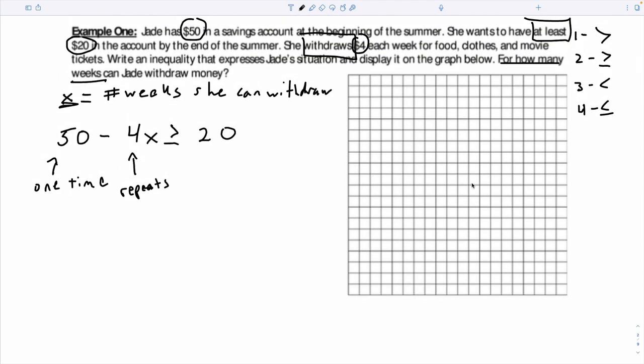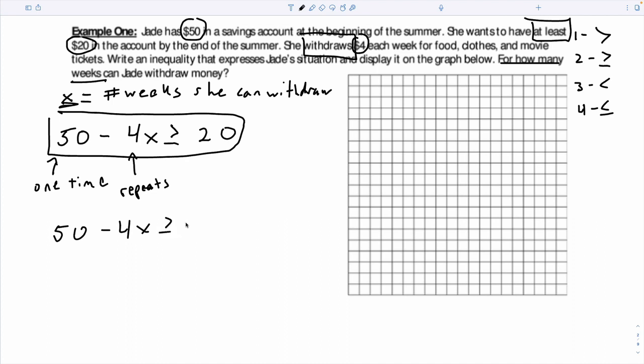Here we go. This is your inequality. The hardest part of word problems is just being precise and making sure you get the correct sign. The moment you have the wrong sign or the wrong order of numbers, you could be thrown off. To graph this, we are going to move things around and get x by itself.